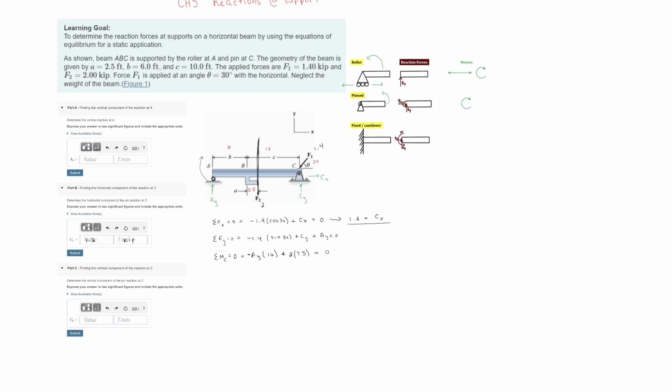Okay, so if you do algebra here, then we are going to come up with Ay equals 2 times 7.5, 15, so it's going to be 15 over 16, and it's going to be 0.94. Okay, so that's your Ay.